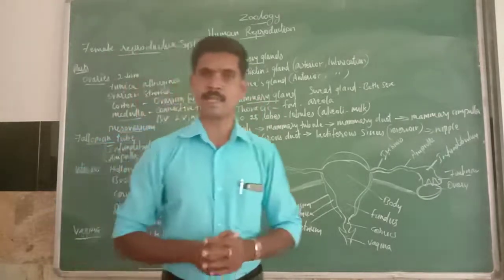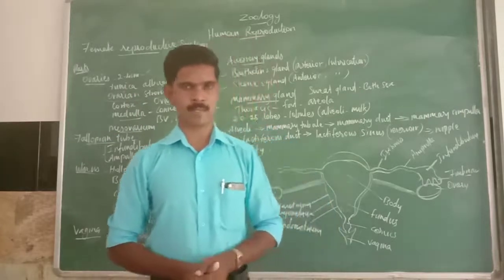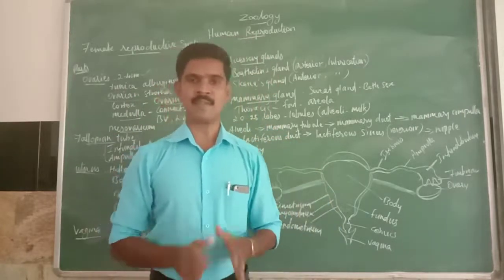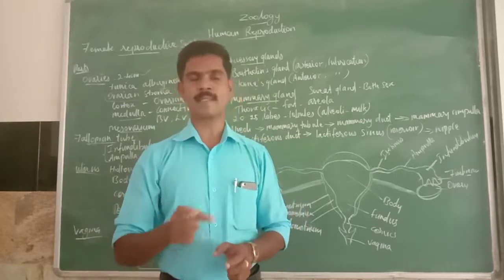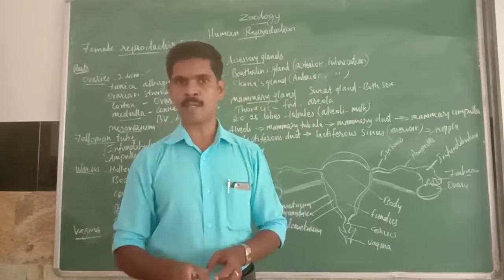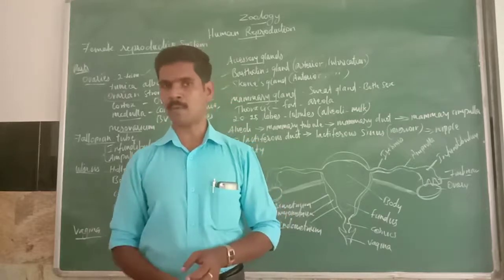The mammary gland is otherwise called the milk producing gland. It is a modified sweat gland. This mammary gland is present in both sexes, in the male body and also in the female body.